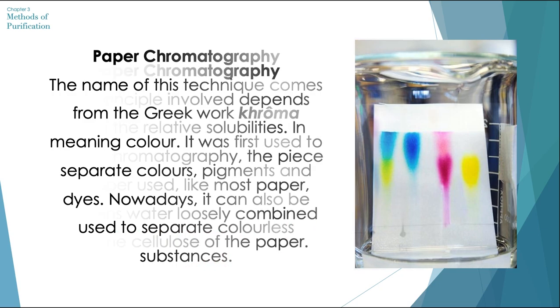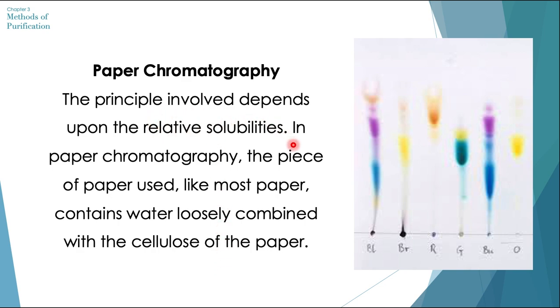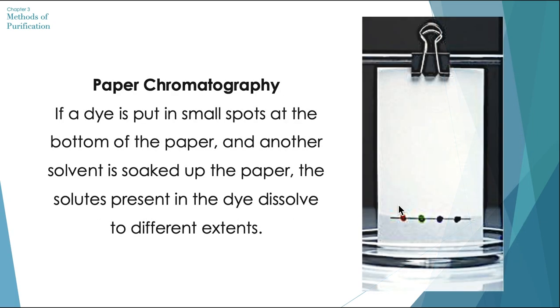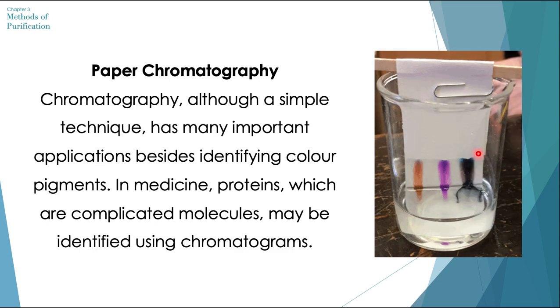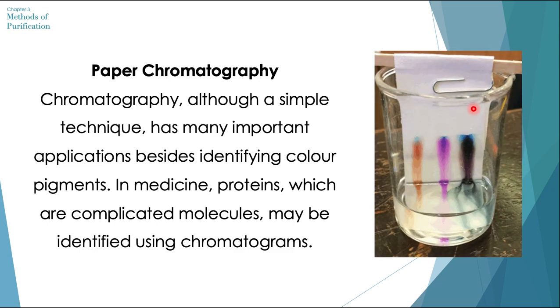So the principle involved depends upon the relative solubilities. In paper chromatography, the piece of paper used, like most paper, contains water loosely combined with the cellulose of the paper. So if a dye is put in small spots at the bottom of the paper and another solvent is soaked up the paper, the solutes present in the dye dissolve to different extents. It's not actually like this; this picture has been cut. At first, it moves up here and then it goes up to here. As the liquid soaks up, the dyes move upwards.